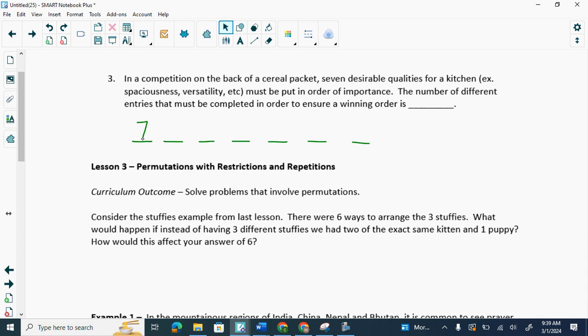So there'd be 7 qualities for the first blank, but then I would leave a quality behind. So then there would be 6, then 5, then 4, 3, 2, 1. I could write this as what? 7 factorial. Or, because we're going down by 1 each time, I could say I start at the number 7, P, how many blanks? 7. I think it's 5,040.